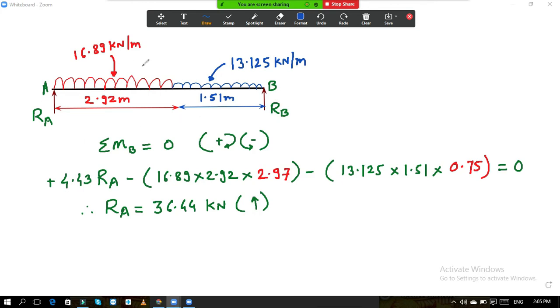Now if you observe this beam, this is not a symmetrical loading section.